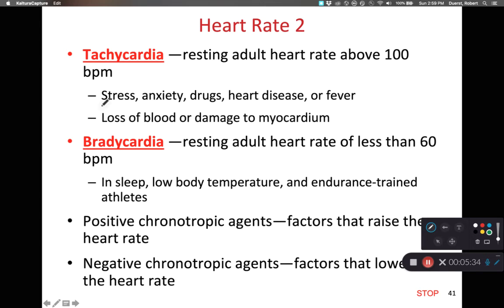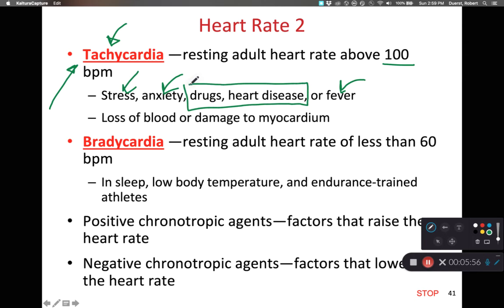The technical term for an elevated heart rate above 100 beats per minute is tachycardia. Tachycardia in and of itself is not necessarily a bad thing. If you're stressed out, if you have some kind of anxiety or fever, those can all induce tachycardia. Or there can be other issues at play, like drugs or heart disease.